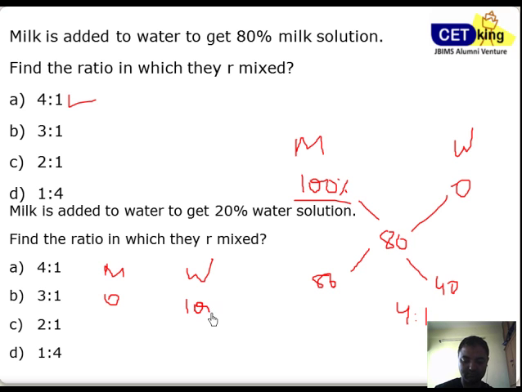Basically, the answers remain the same. So it all depends upon what resultant you want to find out, whether you want to mix in terms of water or you want to mix in terms of milk. So the answer will remain constant both times.